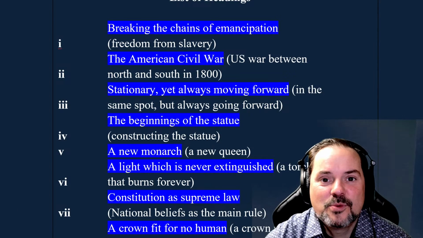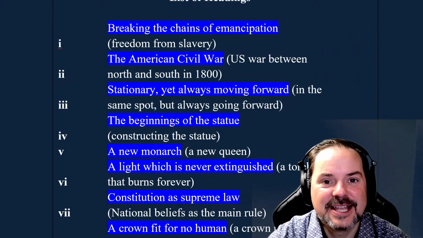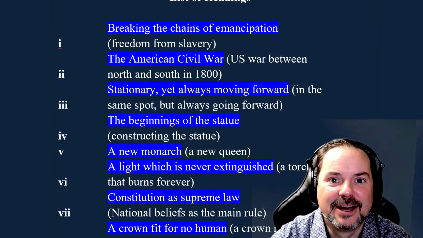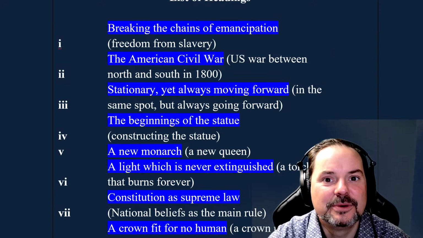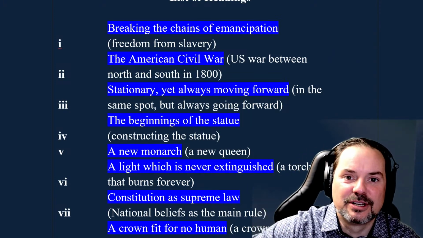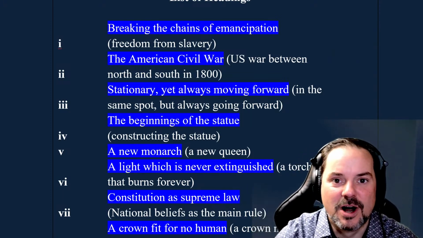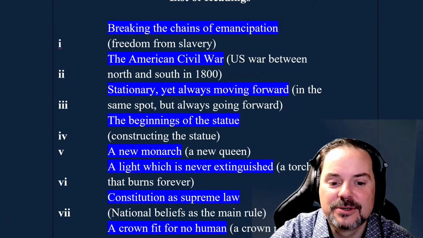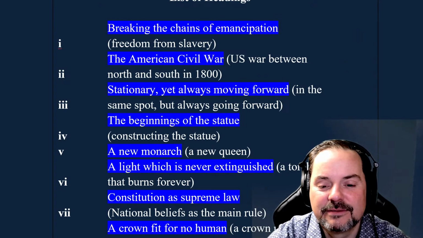Exactly. It's walking, right? So the statue's not actually walking, but it's walking. It's in the same spot. It's freedom, but it's always pushing forward. We're always pushing for freedom. Freedom doesn't actually walk, right? It's always there, but we're always pushing for freedom. So it's stationary, yet always moving forward, right?